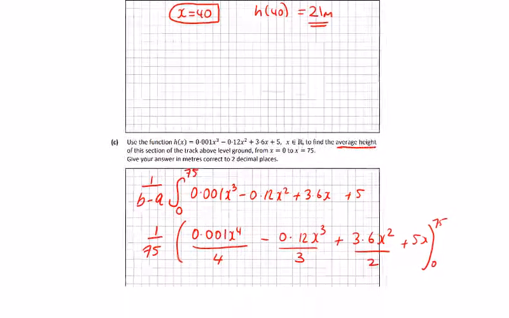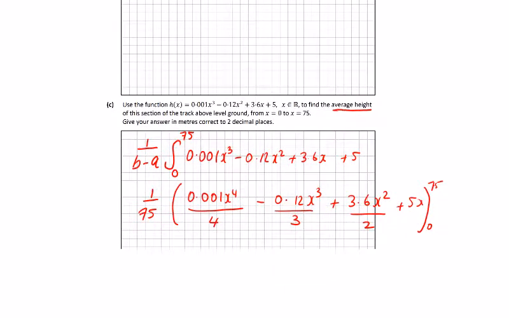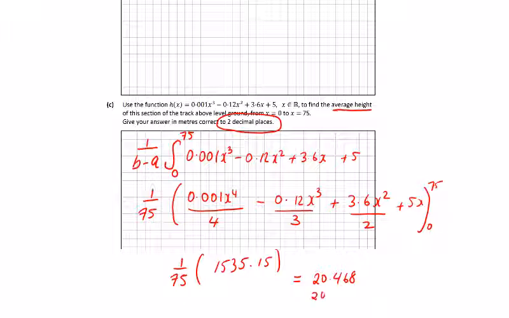We don't need the 0 part because they all have x, and if we put this into our calculator, my average value is coming out to be 1 over 75, and if we put 75 in for x, it's giving me 1535.15, giving me an overall average height of 20.468. And back up 2 decimal places, 20.47 meters, which in the context of the question you can see is correct.